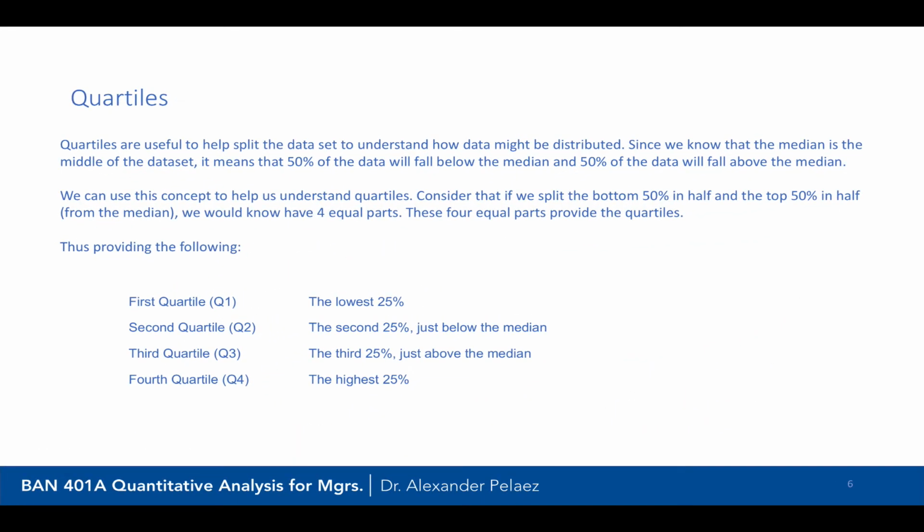Now, quartiles are useful because they help us split the data set to understand the distribution, and they split it evenly. As quartiles suggest, we're going to be splitting it into 4 pieces. The first quartile corresponds to the lowest 25% of the data. The second quartile refers to the second lowest 25% of the data, which would be just below the median. Remember that the median splits the data in half, so you'll have 50% of the data above and below the median. So the first and second quartiles together are the 50% below the median. The third quartile will be the third 25% just above the median, and the fourth quartile will be the highest 25%.